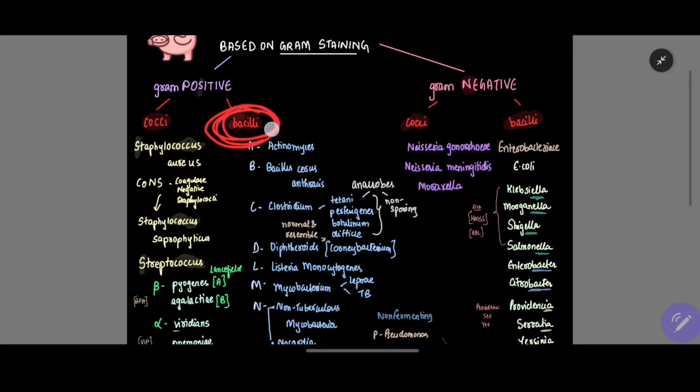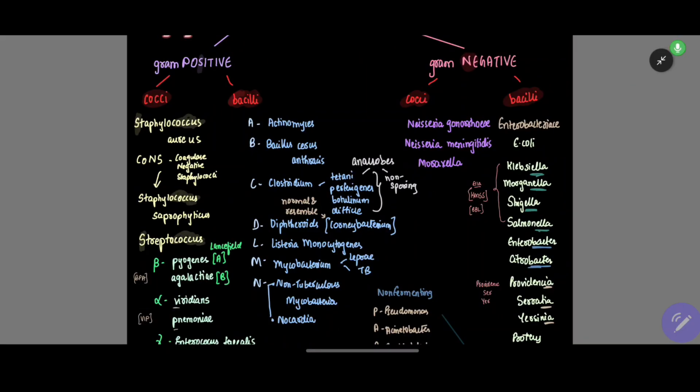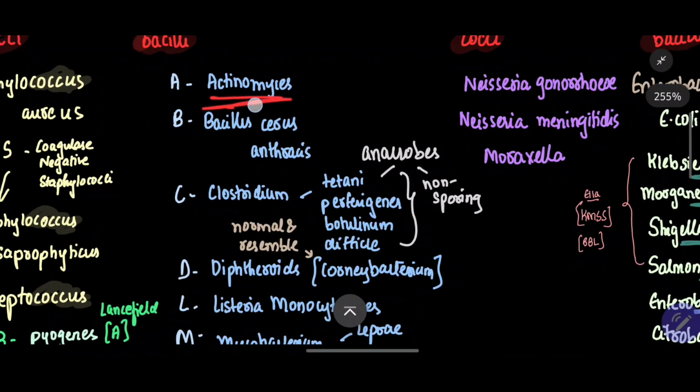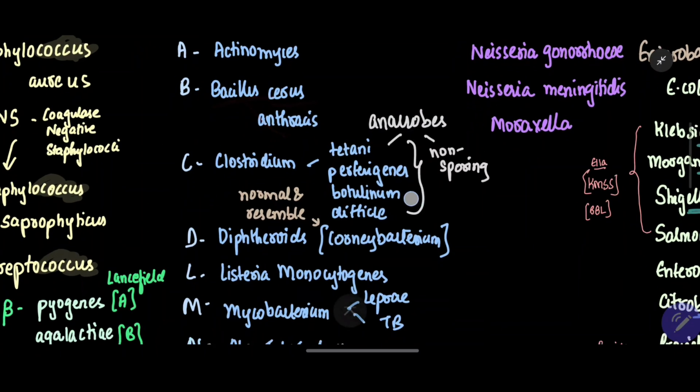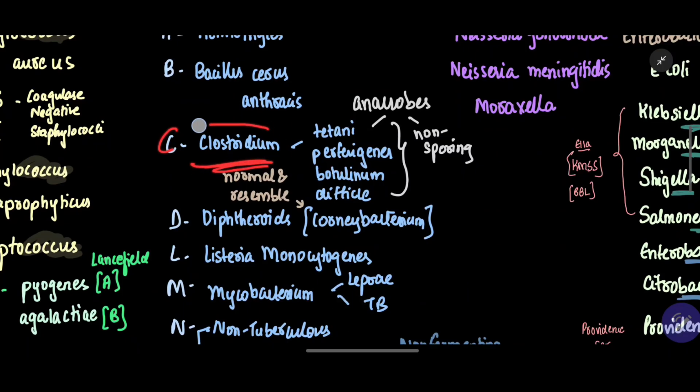Moving on to gram positive bacilli. For gram positive bacilli, the mnemonic is A, B, C, D, L, M, N. A is for actinomyces, B is for bacillus, Bacillus cereus, Bacillus anthracis. Next, C is for clostridium. Clostridium is an anaerobe. Anaerobes can be sporing or non-sporing. So Clostridium is a sporing anaerobe, and there are different species like Clostridium tetani, Clostridium perfringens, Clostridium botulinum, Clostridium difficile. So how to memorize this?